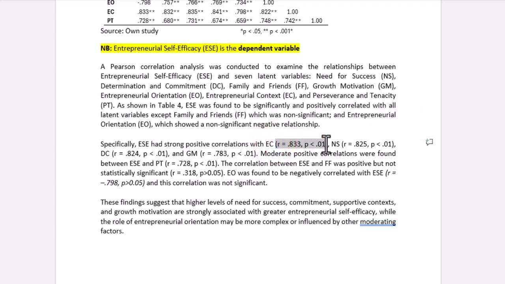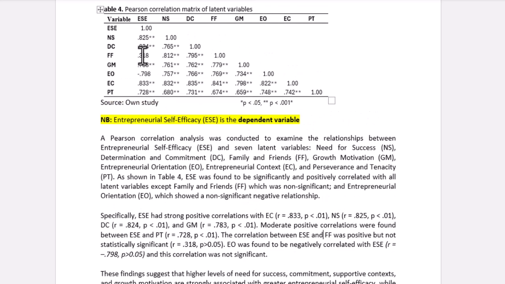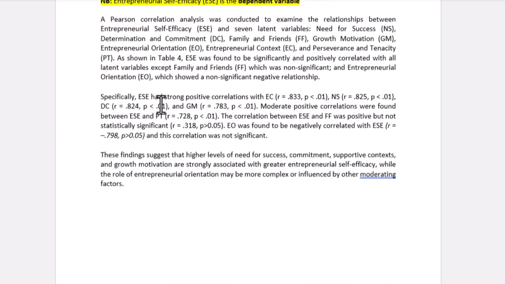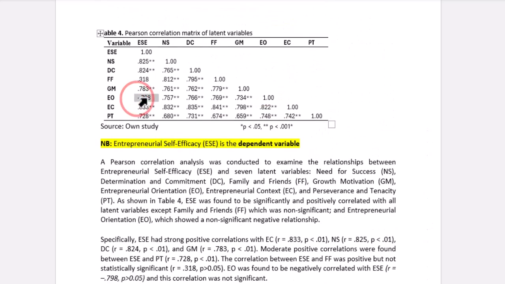Then we continue. A moderate positive correlation was found between ESE and PT. Then you put the statistic. Continue: the correlation between ESE and EF was positive but not significant. EO was found to be negatively correlated with ESE. Then you also put the statistic, 0.798, which is here.